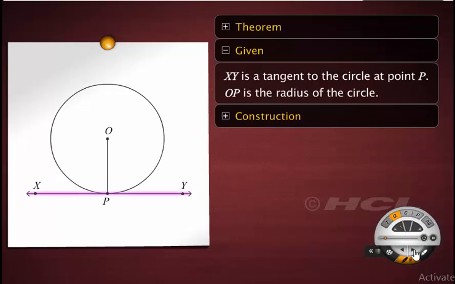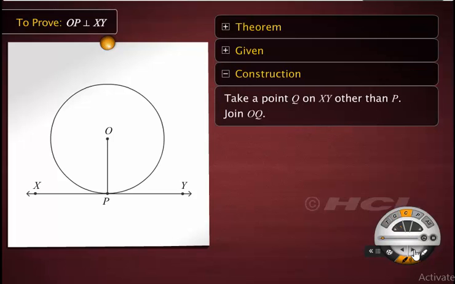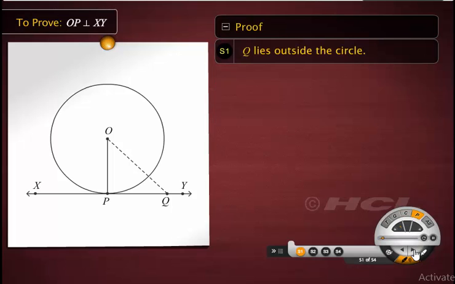It is given that XY is a tangent to the circle at point P and OP is the radius of the circle. We have to prove that OP is perpendicular to XY. Let us first consider a point other than P on line XY. We label the point as Q and then join OQ. The point Q must lie outside the circle because if Q lies inside the circle, XY will become a secant, whereas we are given that XY is a tangent.